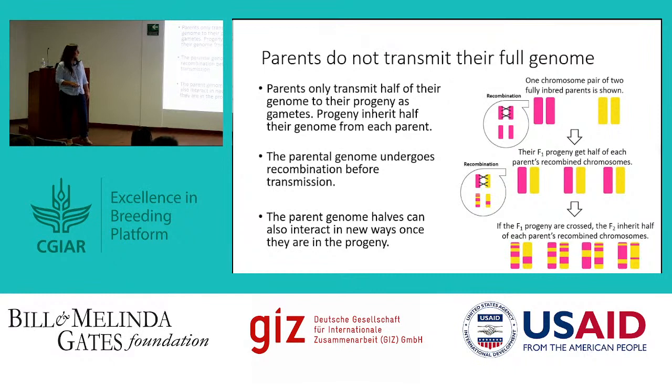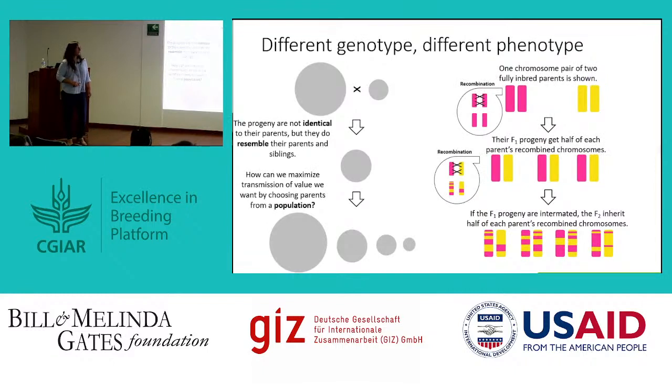And also, once the parent genome halves are in a new individual, they can interact in new ways, all right? So we can say that having a pink allele here and a yellow allele here confers some value, but having them together could be different than just having one or the other separately. Anyway, if you have a different genotype, I think it's pretty intuitive that that's going to result in a different phenotype.